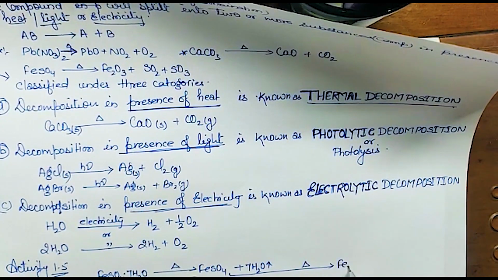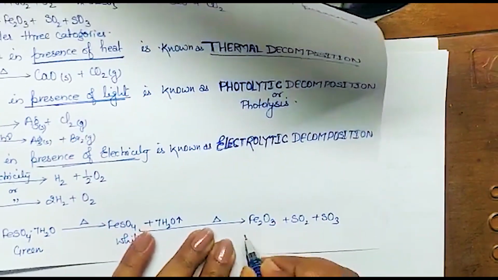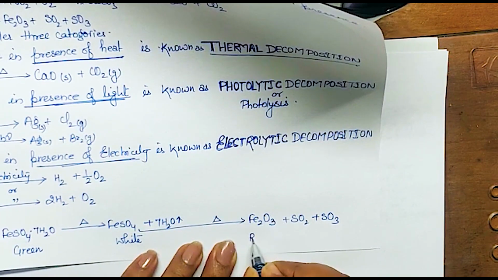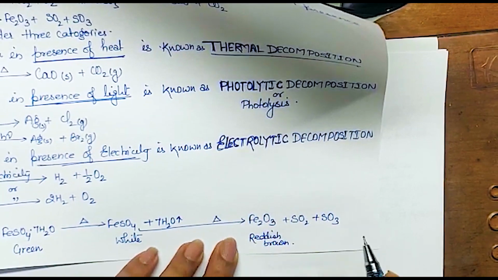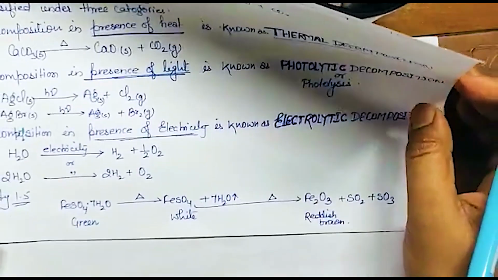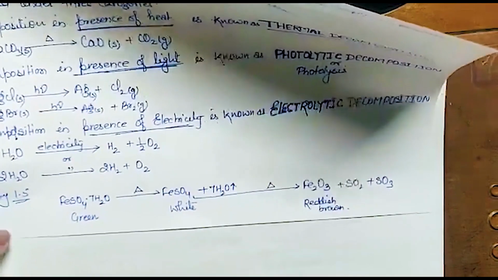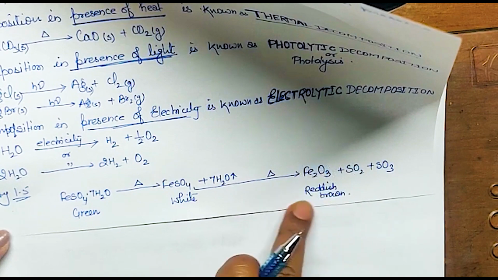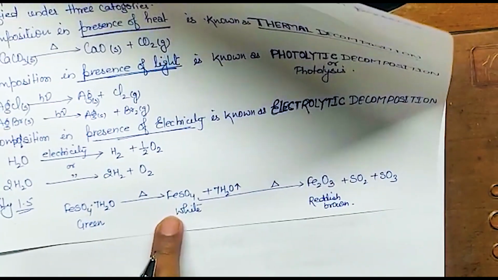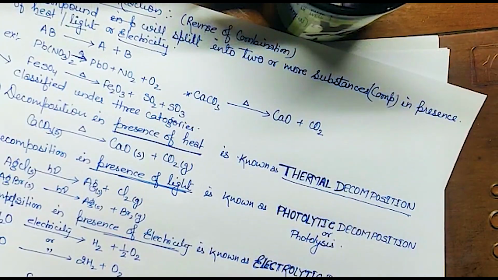If we continue further heating, this FeSO4 will break into compounds, that is Fe2O3 plus SO2 plus SO3. Got it? And this Fe2O3 will be reddish brown in color. So if I ask you what happens when ferrous sulfate crystals are heated, what are the color changes? You are supposed to write the equation like this and then the color change. Green color will convert into white first and white finally turns into reddish brown. Got it? So this is activity 1.5. Done.